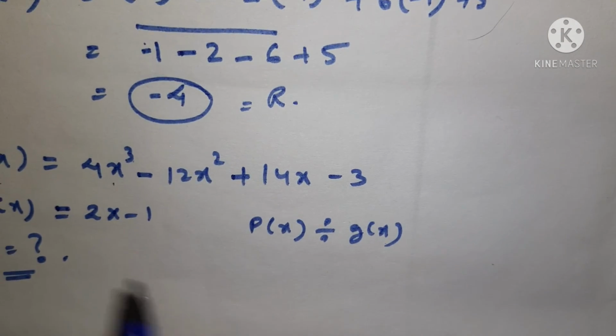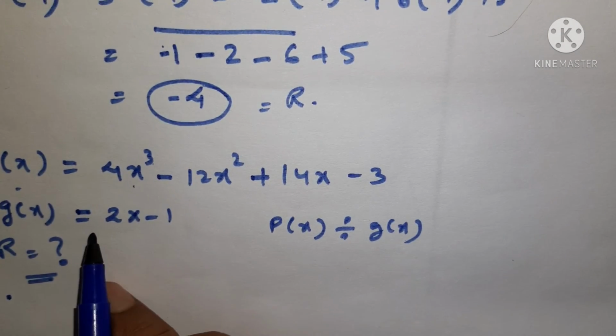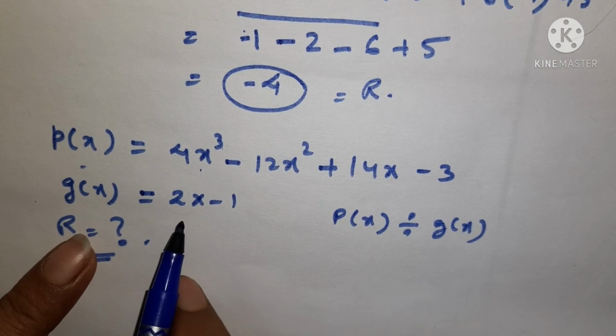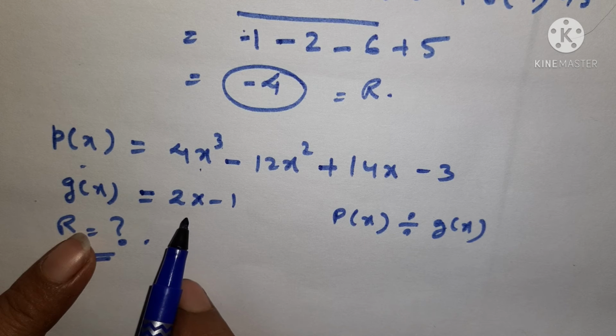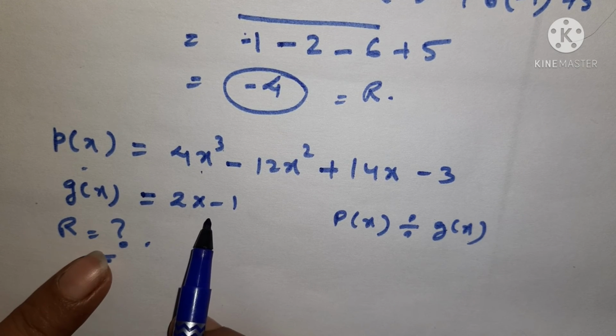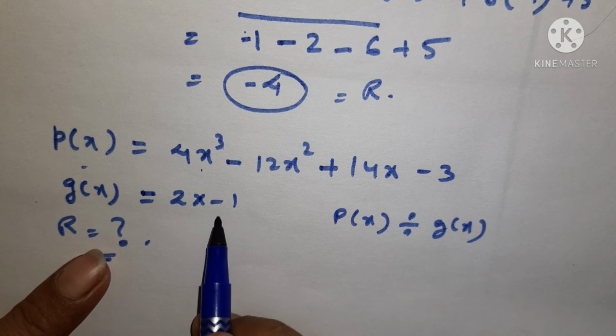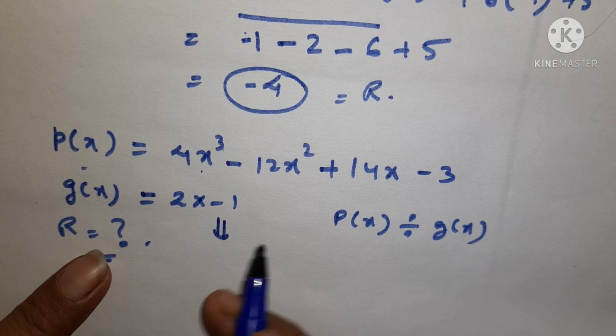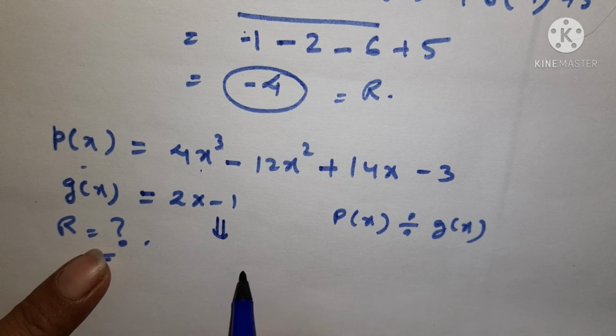So to get the remainder in this case, we will first find the root or the zero of this g(x). This polynomial is a linear polynomial with degree 1. So let us first find the root of this polynomial.